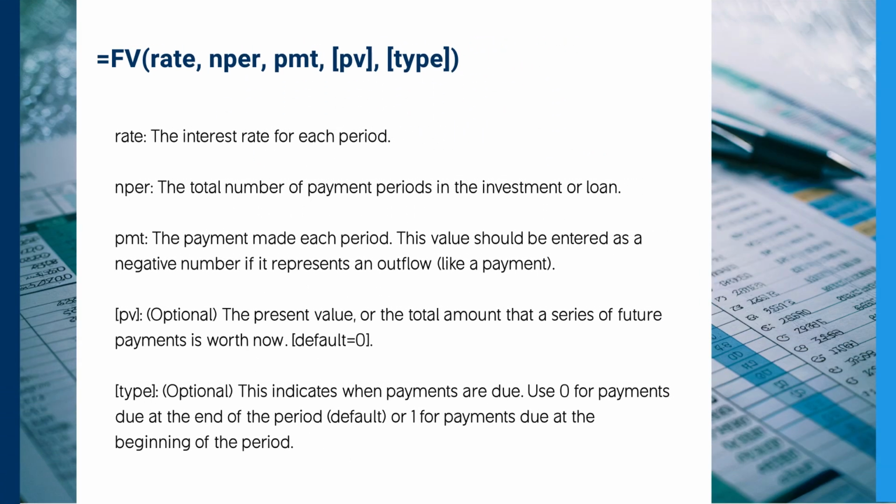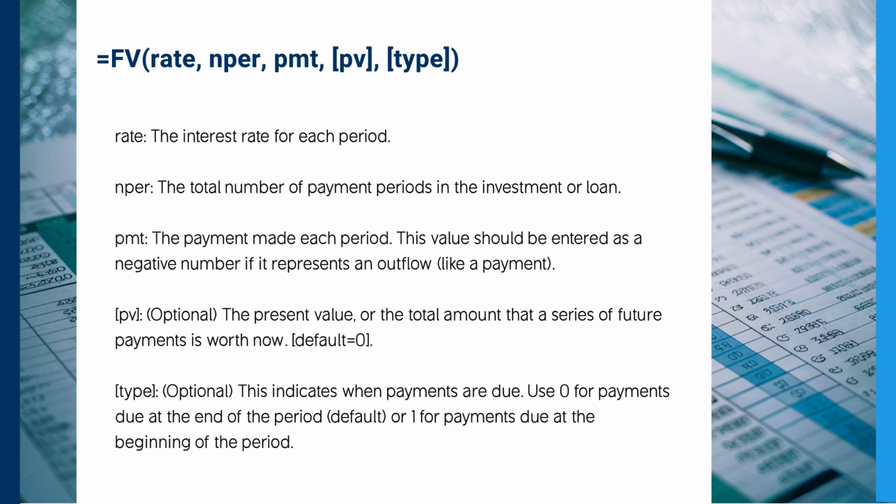The basic syntax for the FV function is as follows. Rate. This is the interest rate per period. If you're calculating monthly payments and the annual interest rate is 5%, you would use 5% divided by 12, or 0.004167. Nper. This is the total number of payment periods in the investment. For example, if you're making monthly payments for 5 years, Nper would be 60.